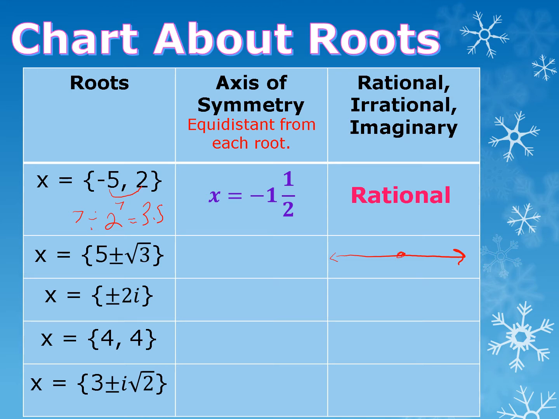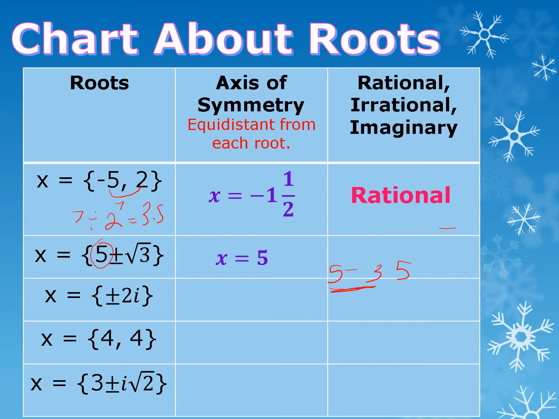So let's say right here is 5. If I want 5 plus the square root of 3, this would be 5 plus the square root of 3. If I wanted 5 minus the square root of 3, this point right here would be 5 minus the square root of 3. So what is smack dab in the middle of 5 minus the square root of 3 and 5 plus the square root of 3? Well, it's 5. And here's the deal. If you have plus or minus something, your axis of symmetry is always going to be that first number. Always, always.